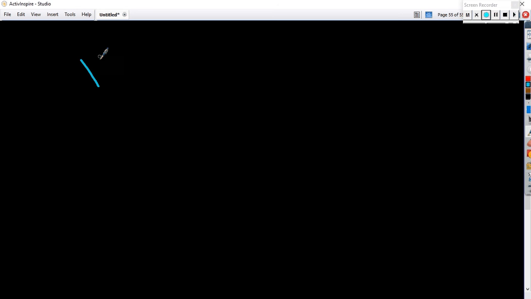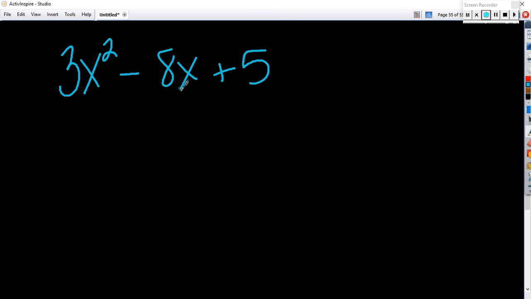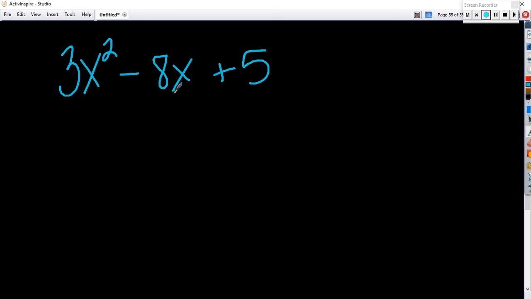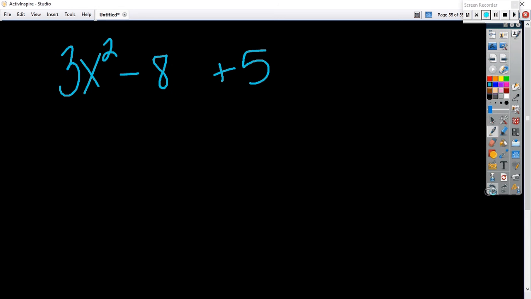Let's say I had 3x squared minus 8x. Nope. So I gotta do the thing to be divided by x squared. Actually, let's make it 16 in the middle. I'm sorry.